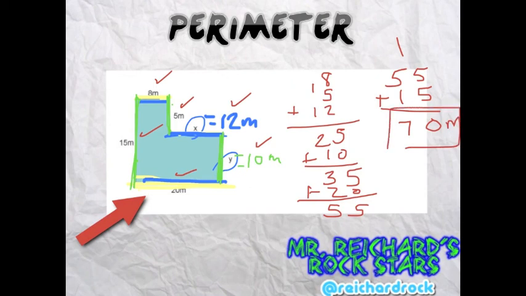Once again, my perimeter of this whole figure is 70 meters, but that's all I need there in terms of label, okay? We're not working with cubic units or square units. We're simply finding the distance around the outside.